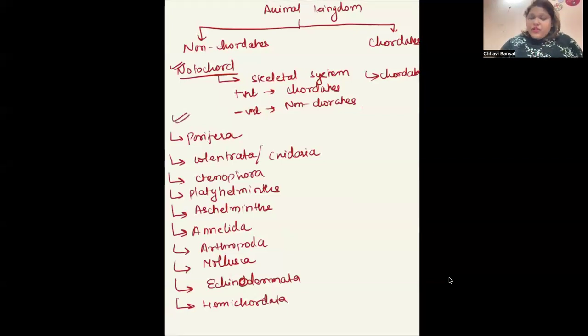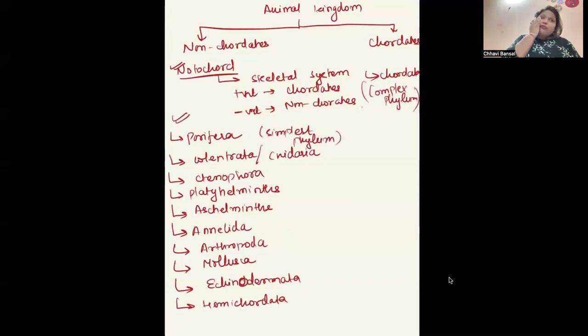But you guys should remember the sequence also, because Porifera is the simplest phylum and Chordata is the most complex phylum of animal kingdom. So if you remember the sequence of the phyla names, it would be very easy to remember the characteristic properties and how the features are changing over the whole animal kingdom. Clear? Then repeat once with me.